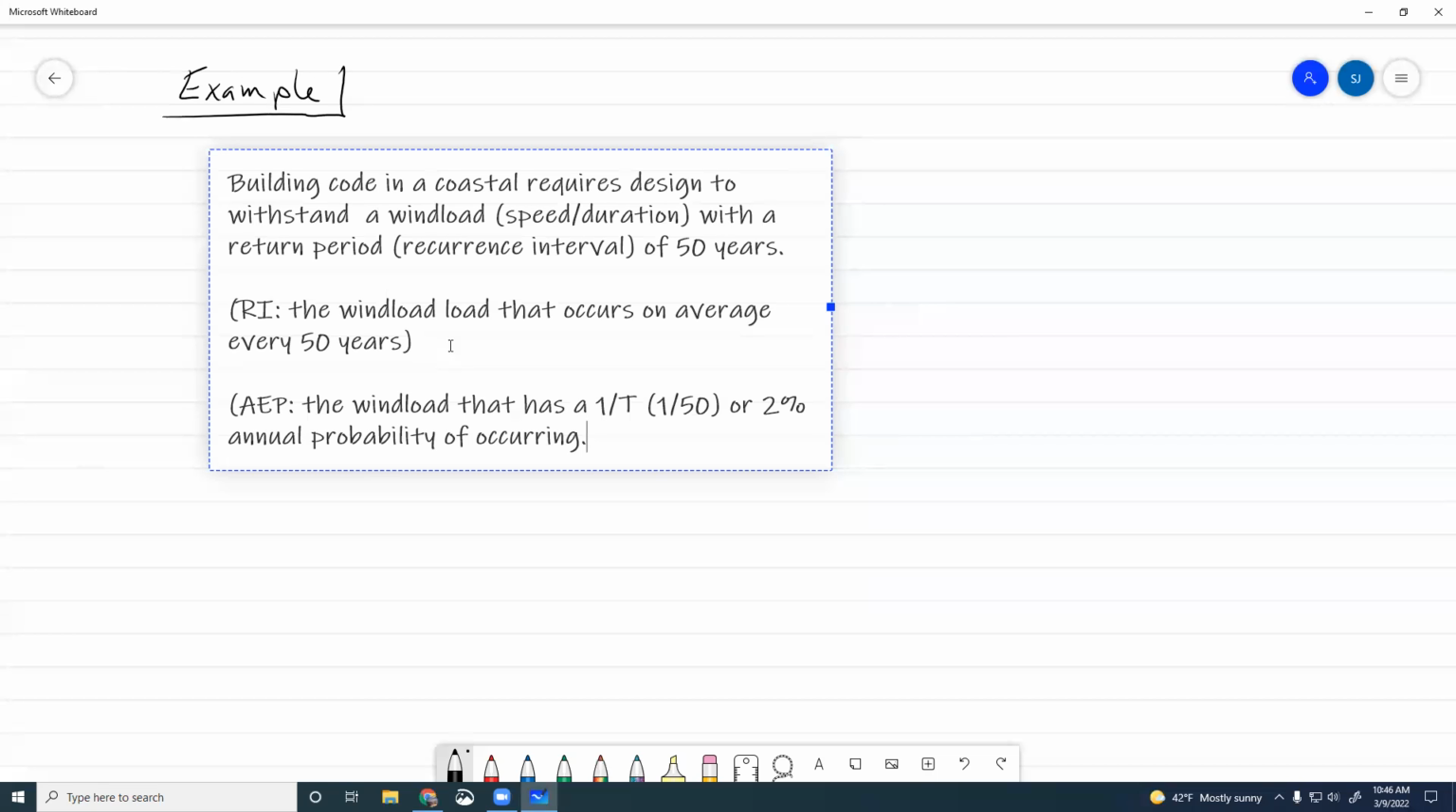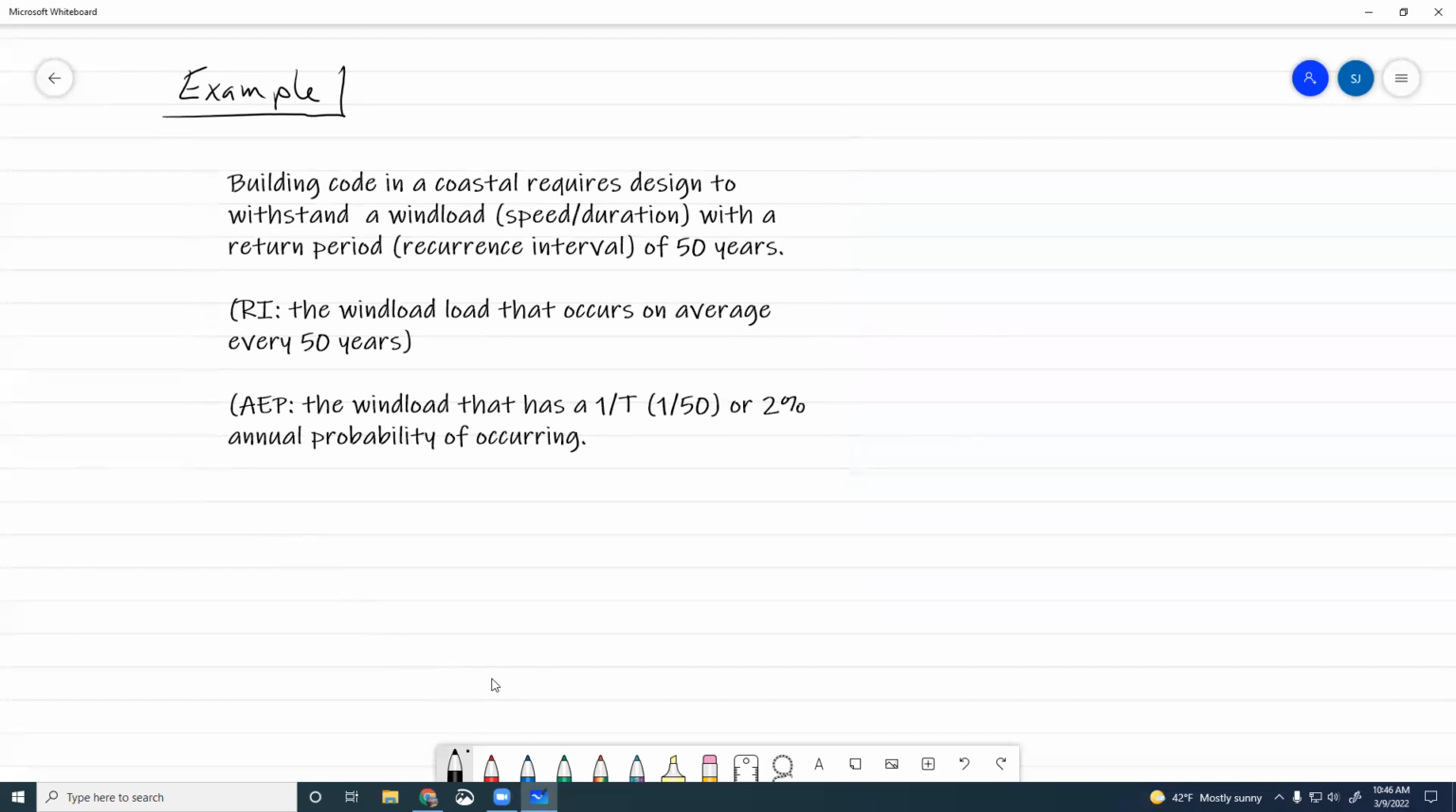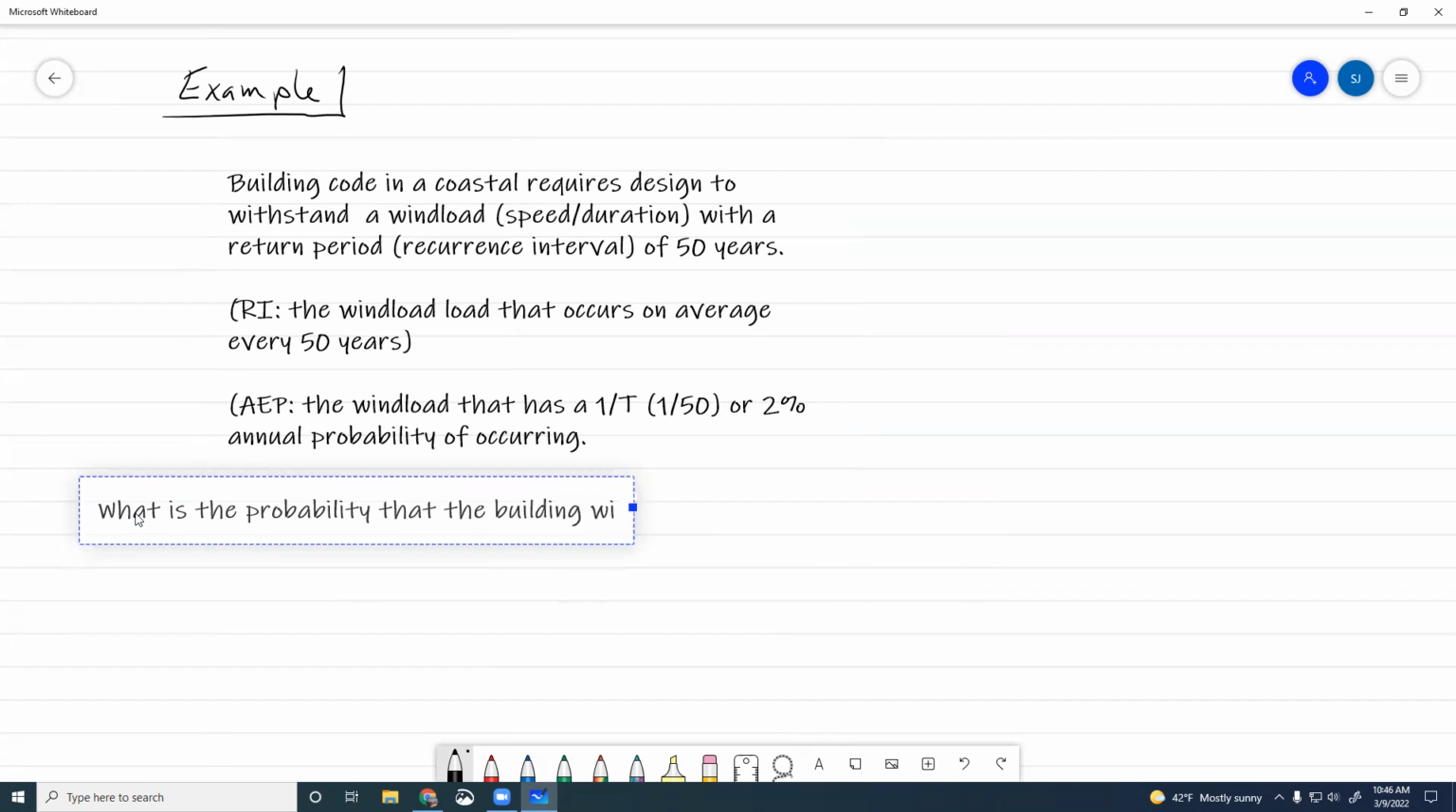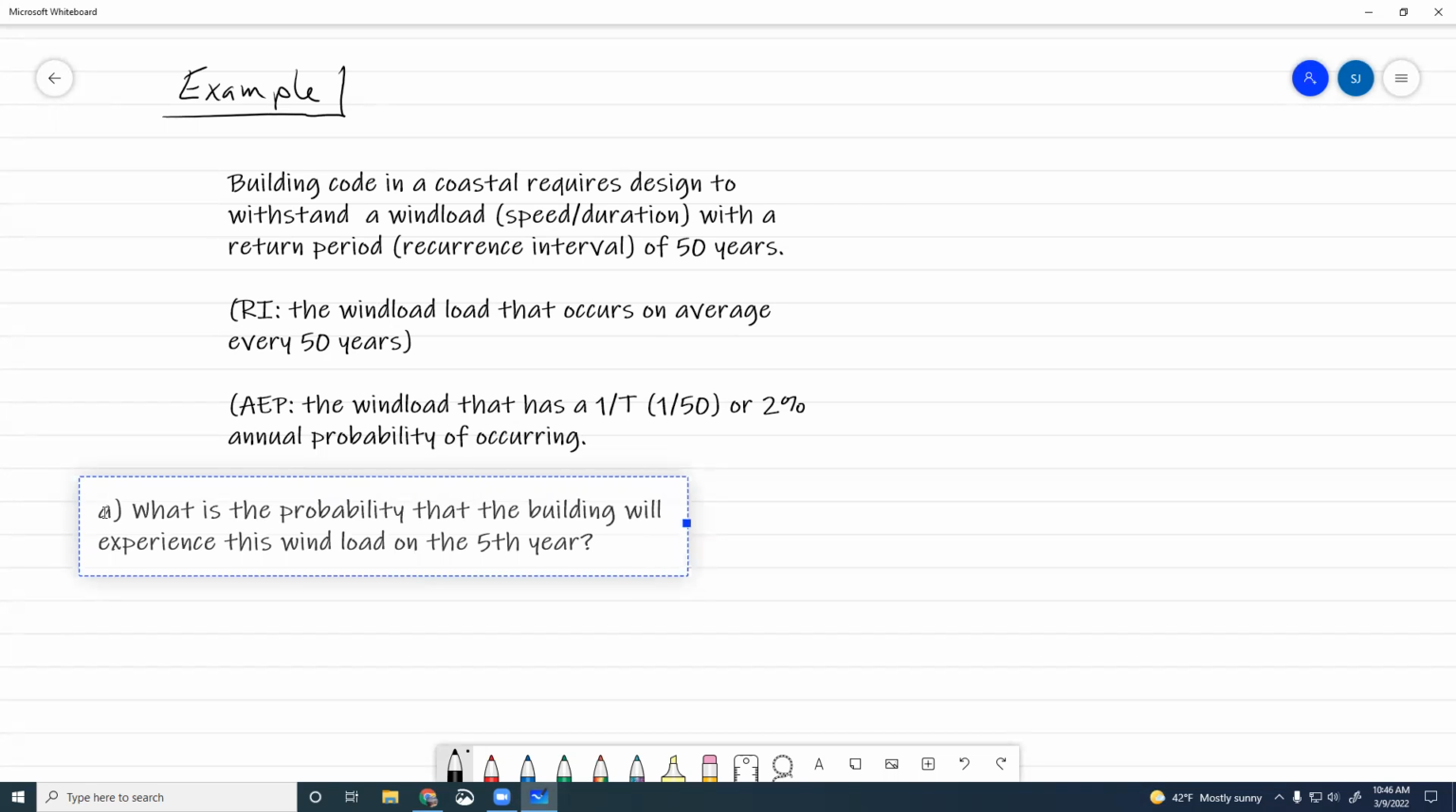So each year we have a 2% chance of seeing this event. Okay, so the first question we could ask, and we could ask a lot of things, is: what is the probability that the building will experience this wind load on the 5th year? It's kind of a weird question. Why does the 5th year matter?